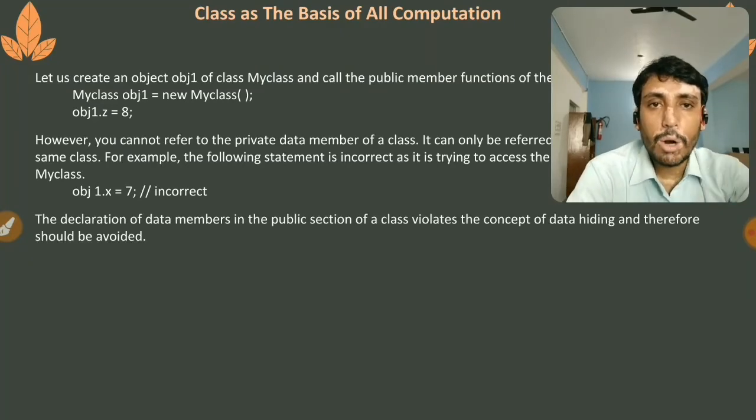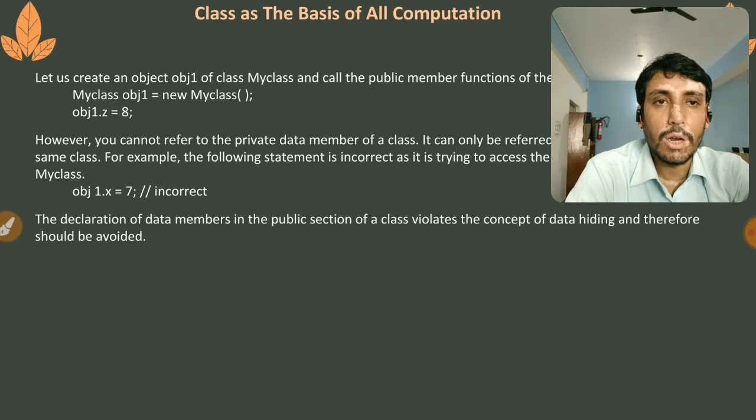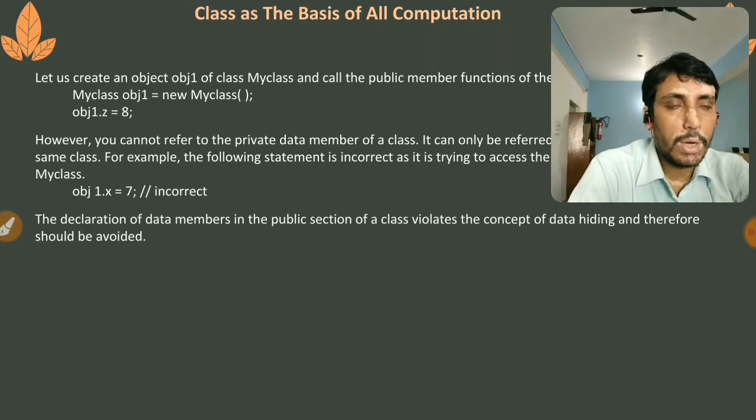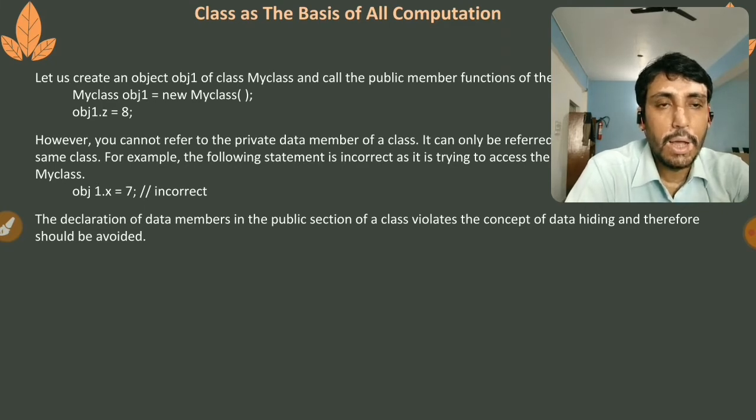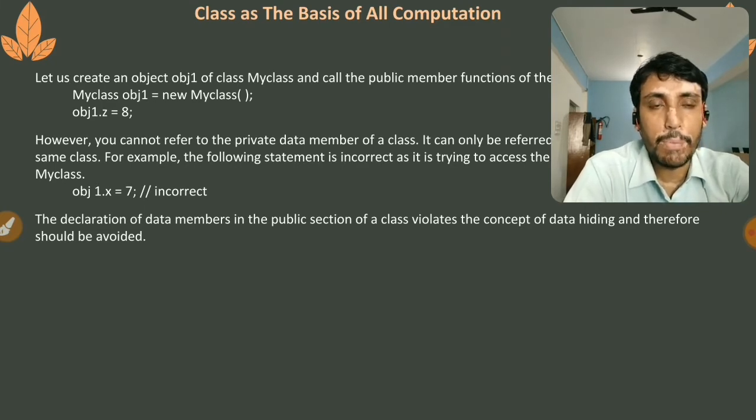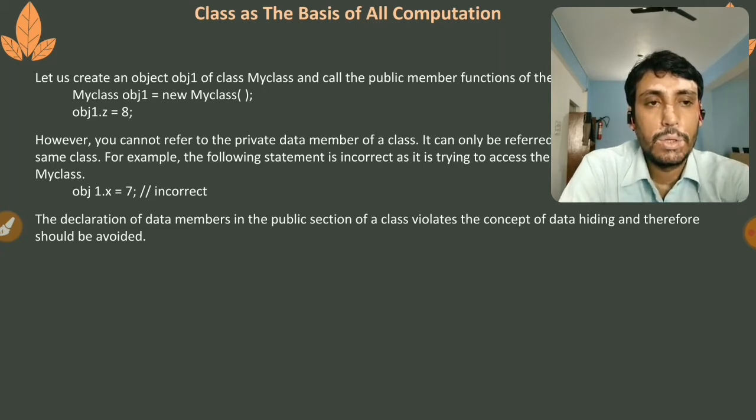Declaration of data members in the public section of a class violates the concept of data hiding. Data hiding means using the private keyword. I have already explained this in the previous classes, and therefore public data members should be avoided. If you want to hide, then only you can use private.